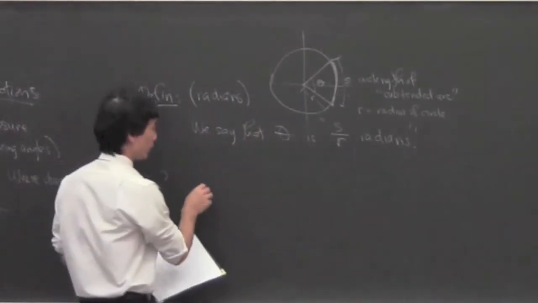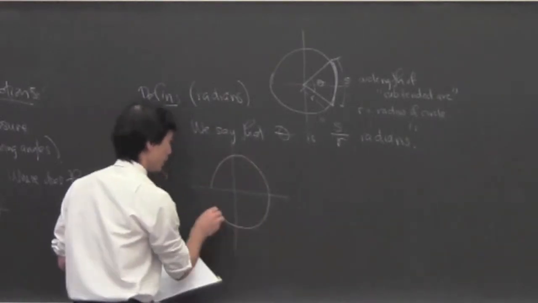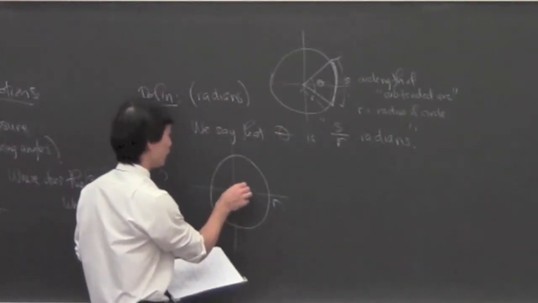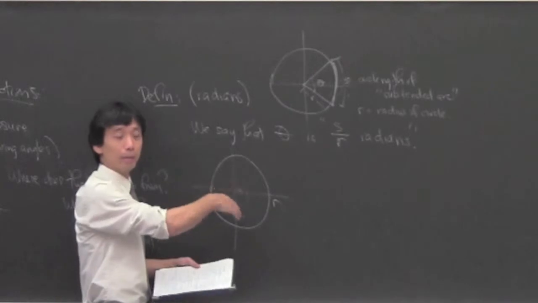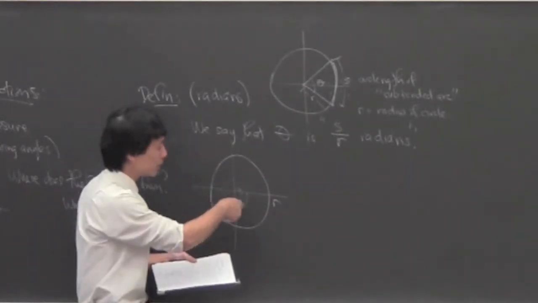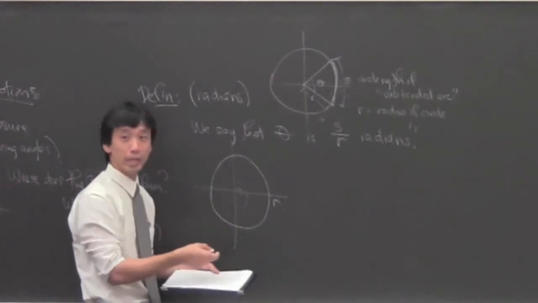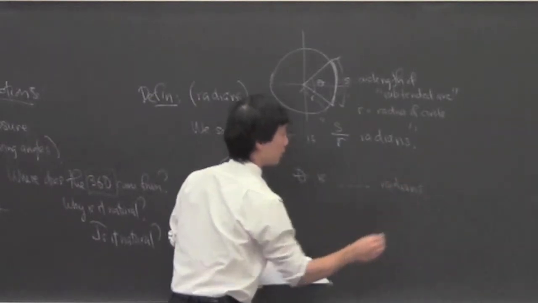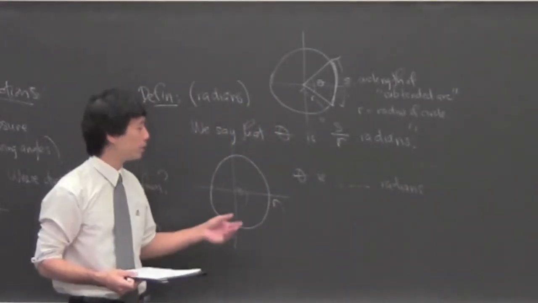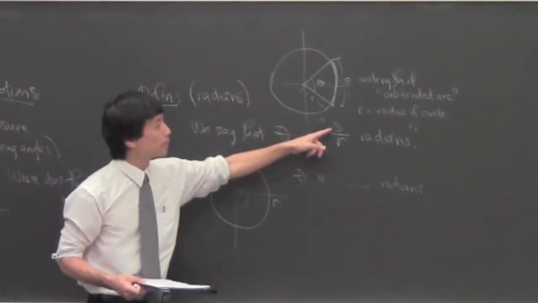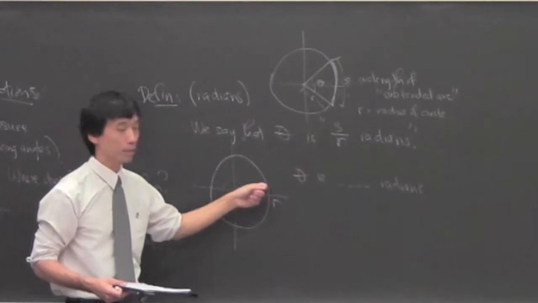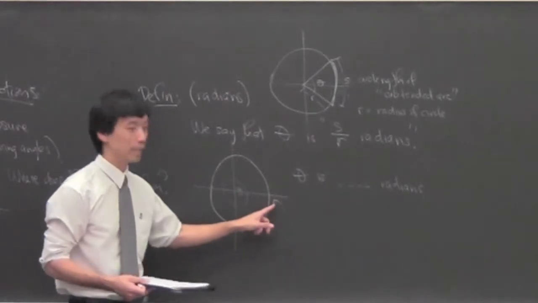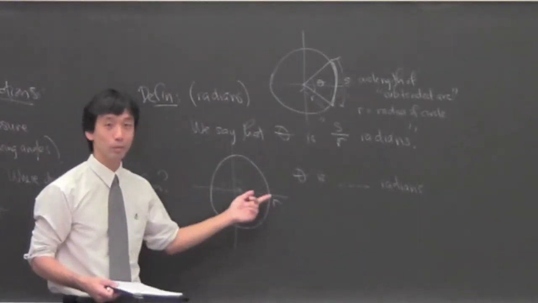Okay. So for example, if I have a circle and the radius is r, and I say theta is this full angle, what we would have called 360 degrees before, we call this thing theta. What is it in radians? Theta is blank radians. Well, it's going to be s. s is the arc length of the whole thing. Well, what's the arc length of the whole circle? If the radius is r, then the whole circle has one length.